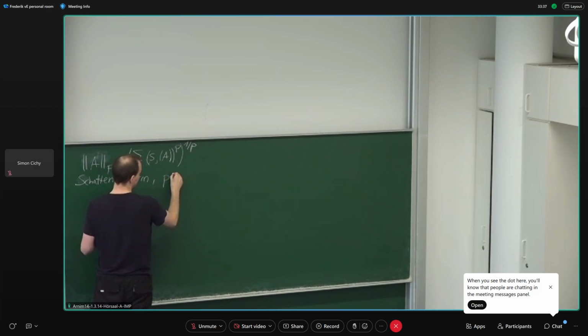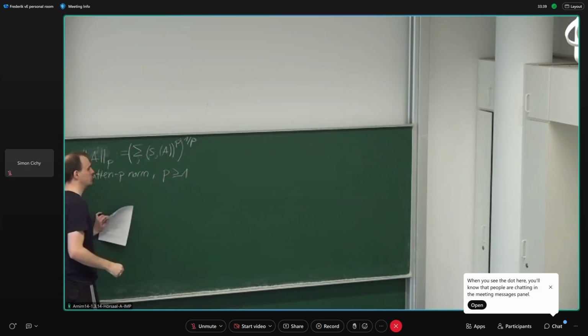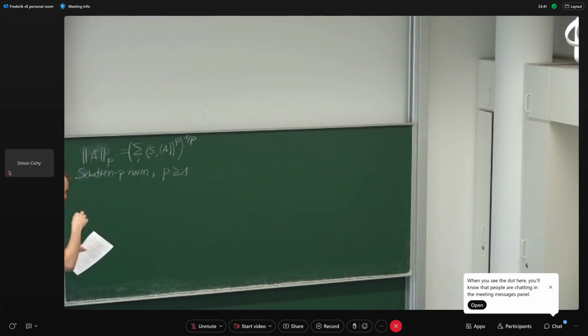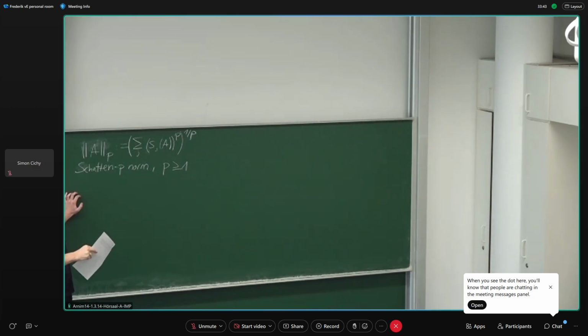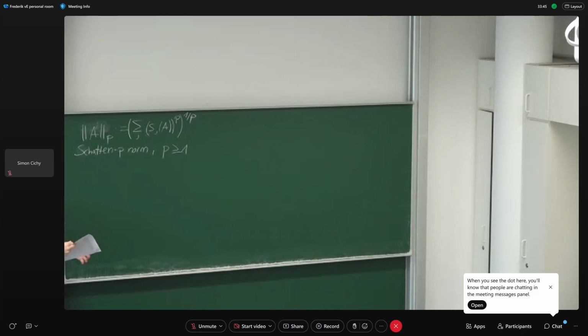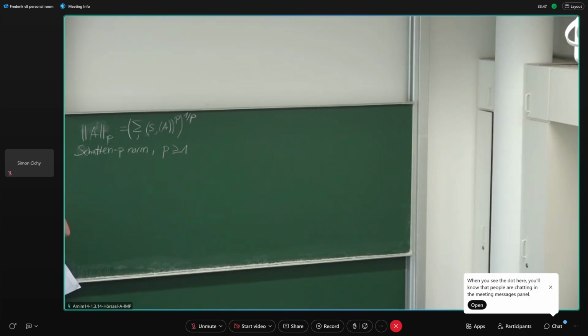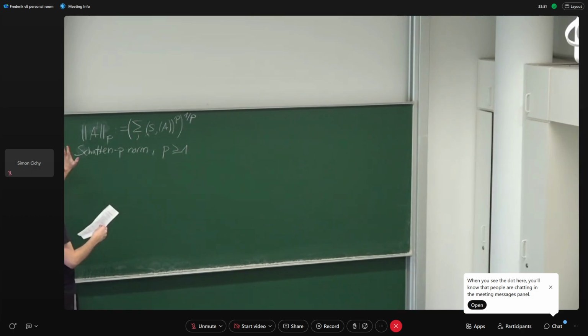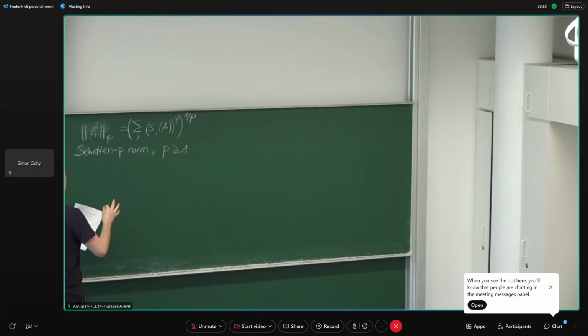p is any number not smaller than 1. Non-integers? Yes. And actually, infinity will be included as well, although we have to take a limit. Okay, so this is the main object of interest today.